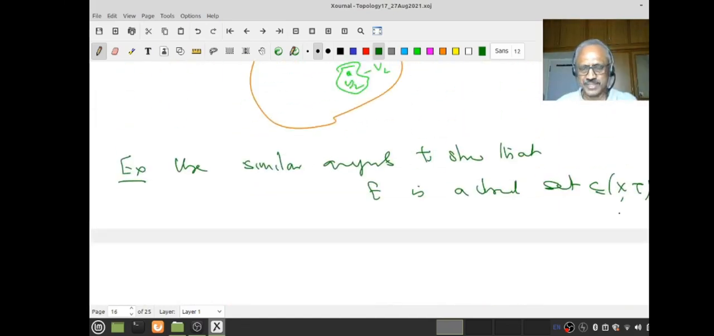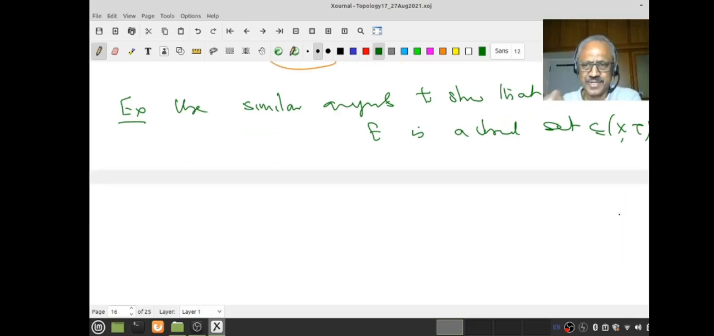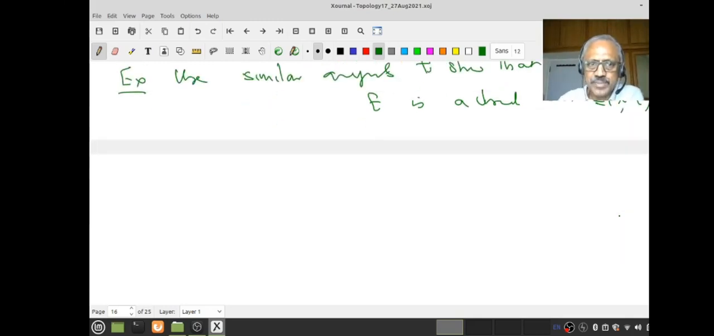This is how you can master. Don't be intimidated, feel confident, be courageous, go through the argument, you will see. E complement is open. That's essentially what I have proved. Given an x not in E, then we found a U so that x belongs to U, and that U has to be completely contained in E complement. Go through that argument anyway. Accept this exercise for the moment.